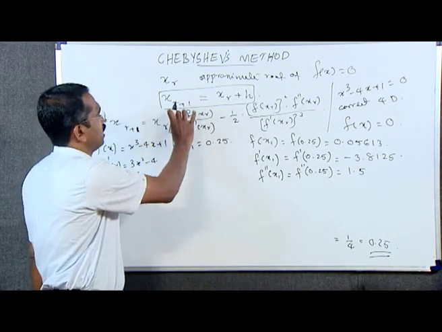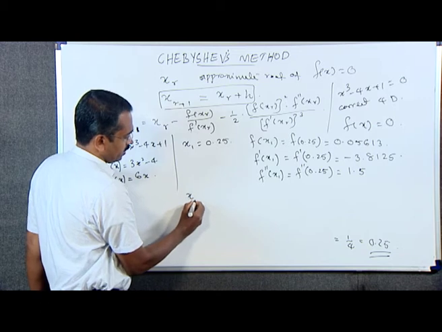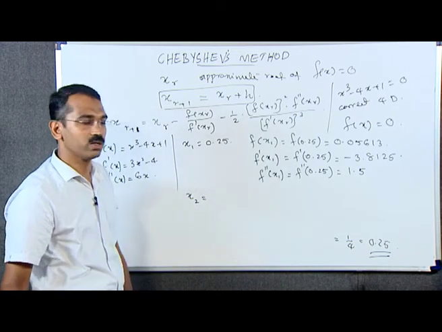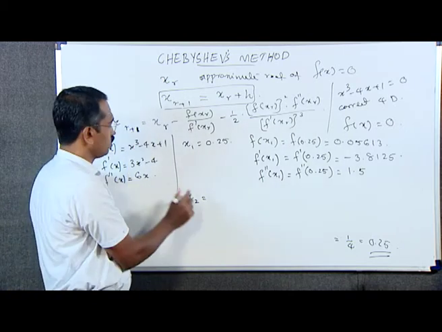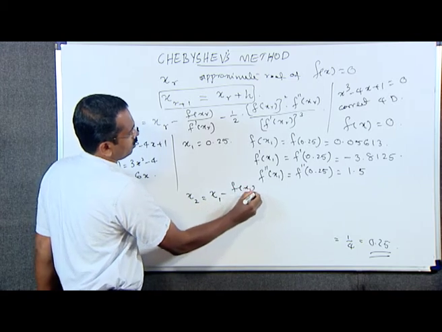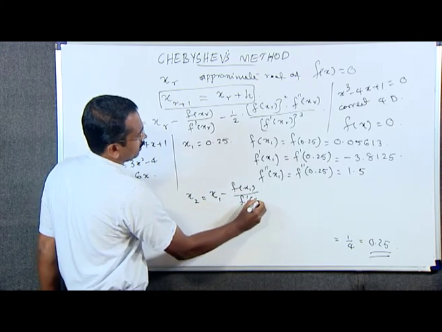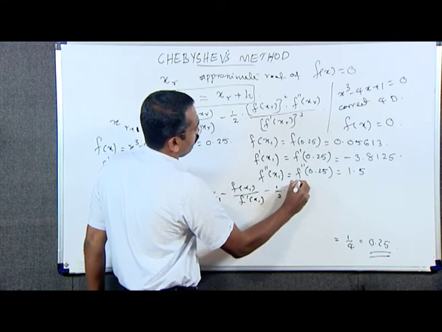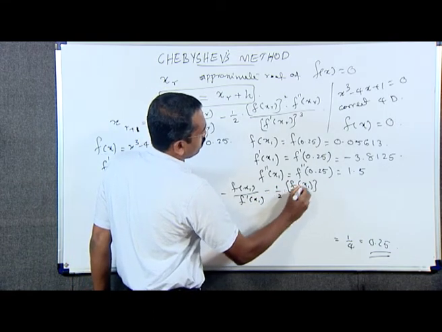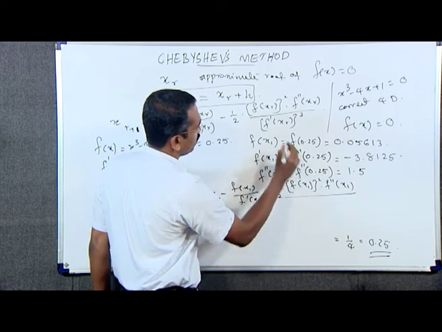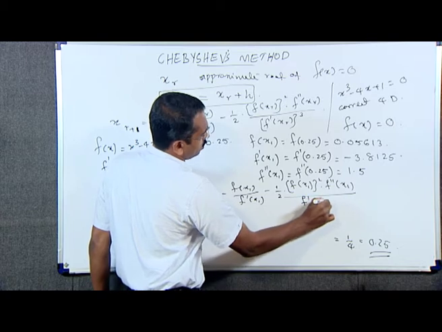Now, by this iterative formula, we can write x2, when putting r is equal to 1, we will obtain x2, that is x1 minus f of x1 divided by f dash of x1 minus 1 by 2 into f of x1 square into f double dash at x1 divided by f dash at x1 whole cube.